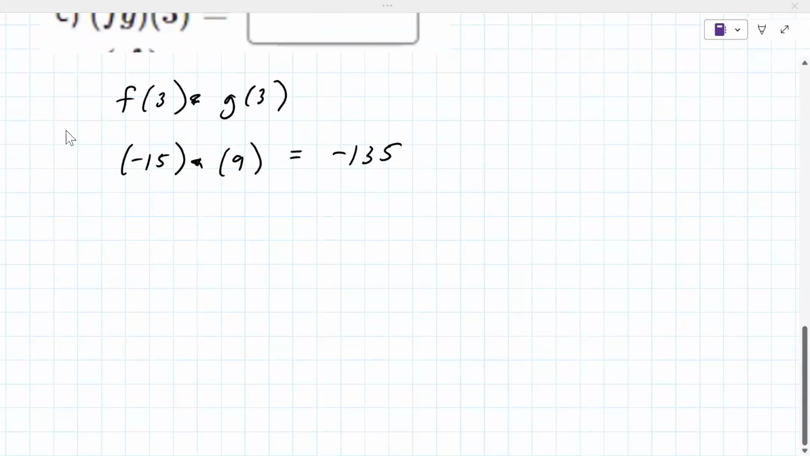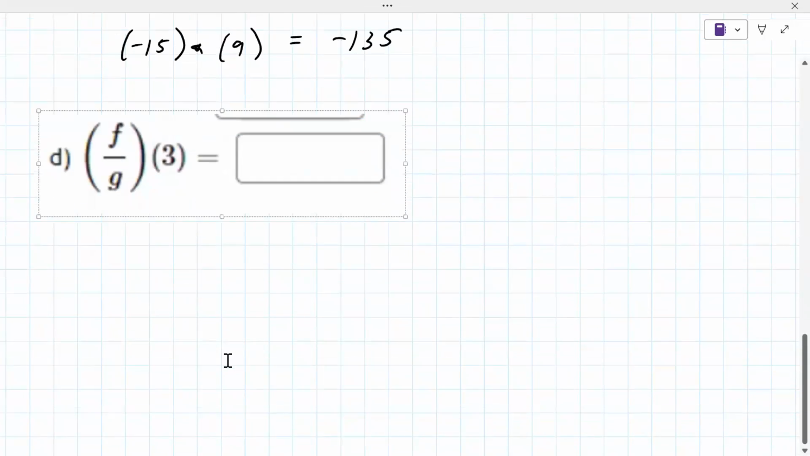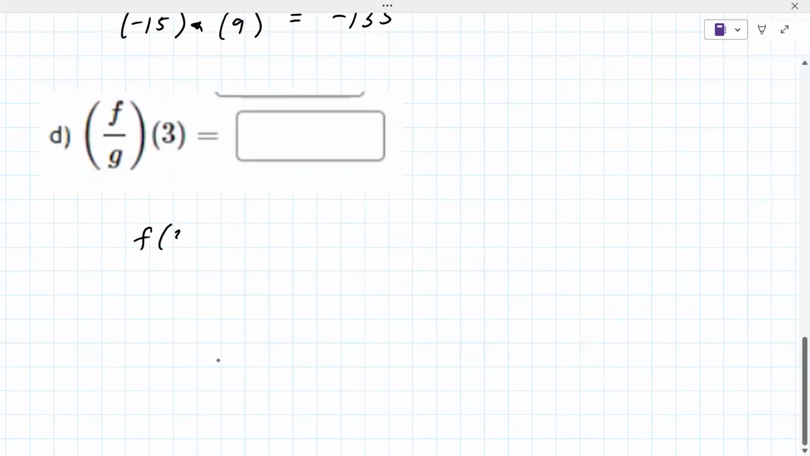All right. Any questions on that before we go to D? No, it just seems like you're just plugging in. Once you find the g and f, you just use them. Exactly right. So f of 3 again is minus 15. g of 3 is 9.